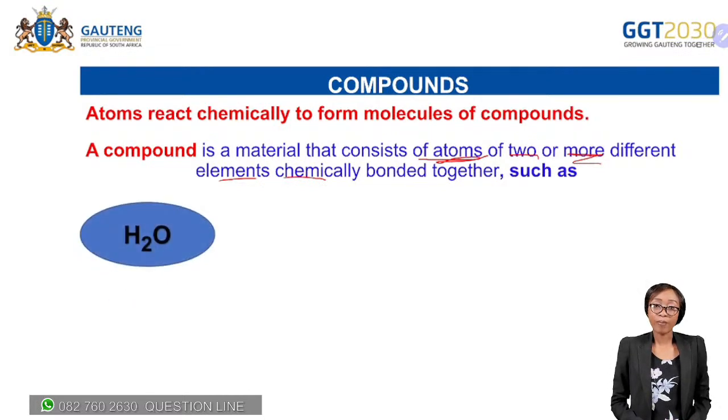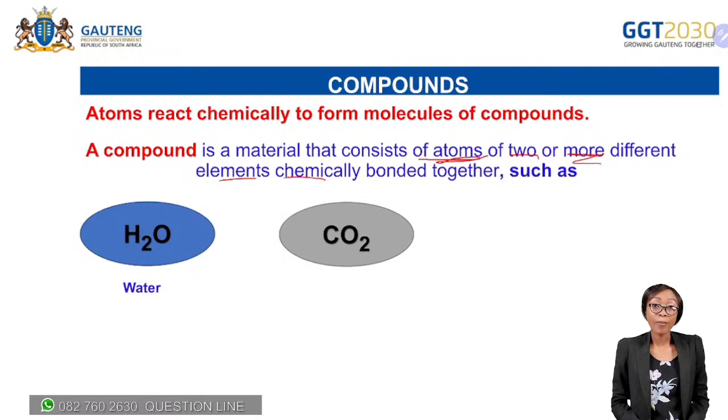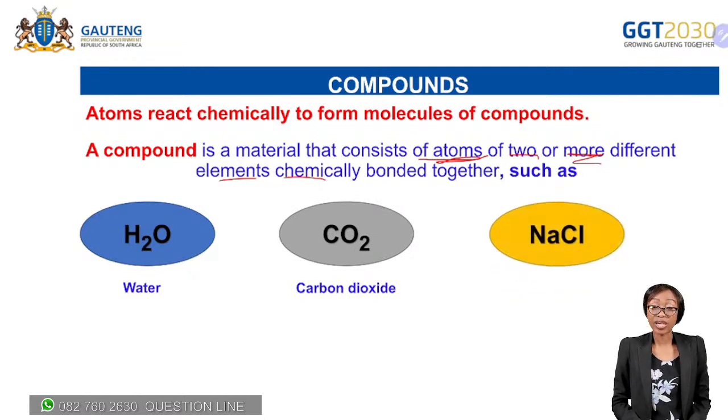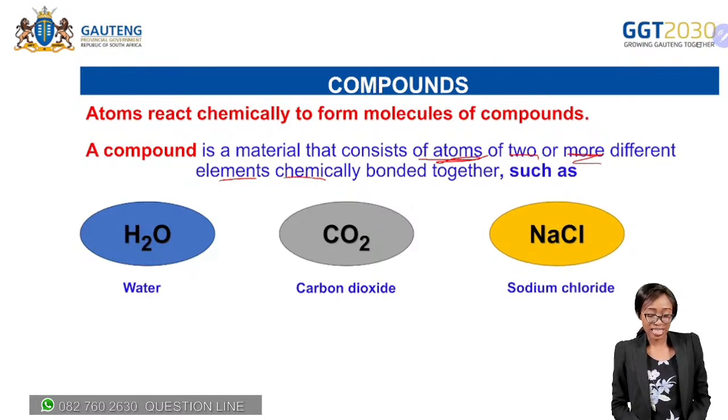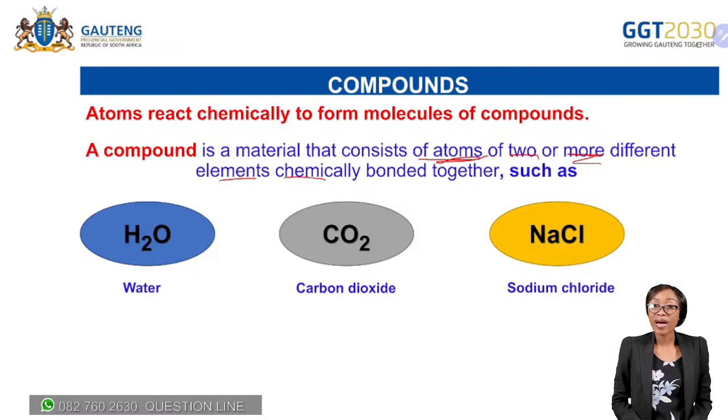Here are some examples. We have water. This is a water molecule. It has two hydrogen atoms that are chemically bonded to an oxygen atom. So that is water. Now we have carbon dioxide. Carbon dioxide has one carbon atom that is bonded to two oxygen atoms, and then we have sodium chloride. Sodium chloride, NaCl, has one sodium atom that is bonded to one chlorine atom.